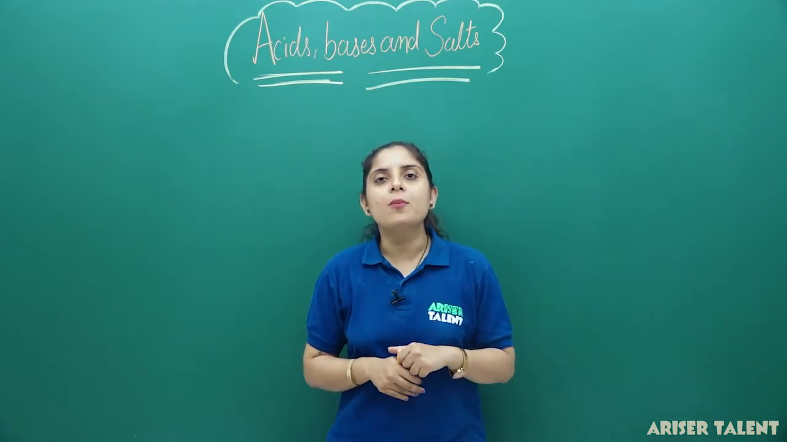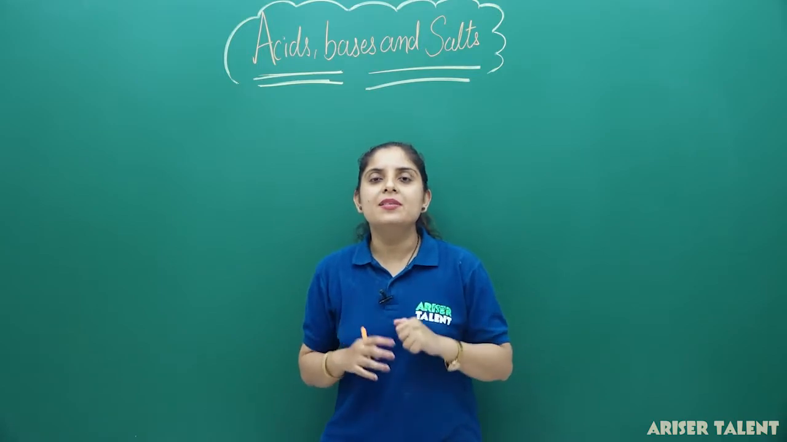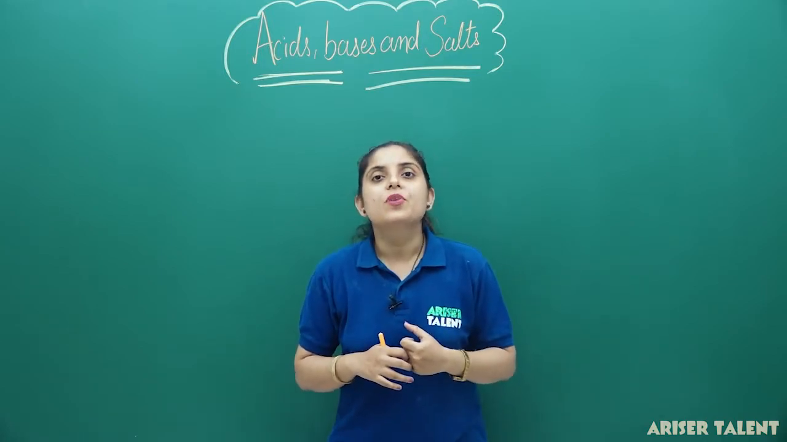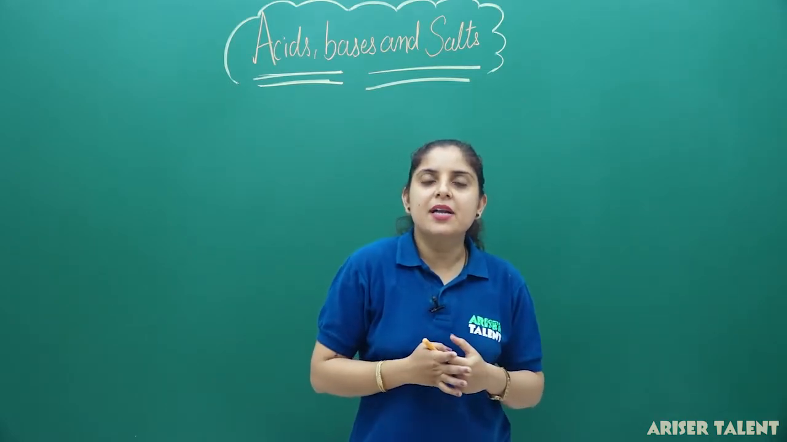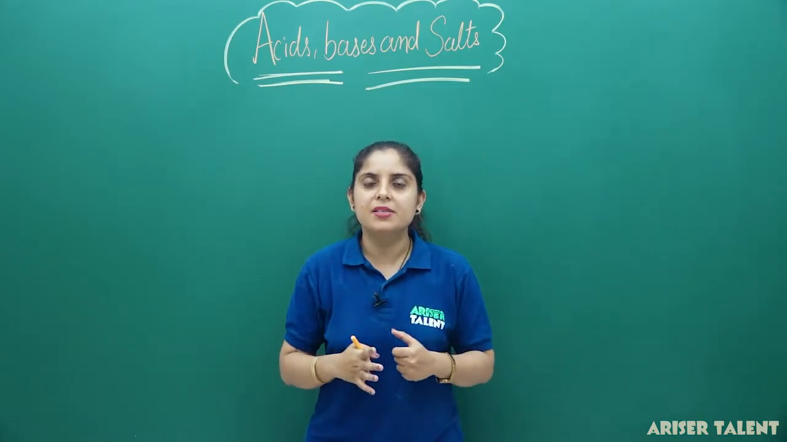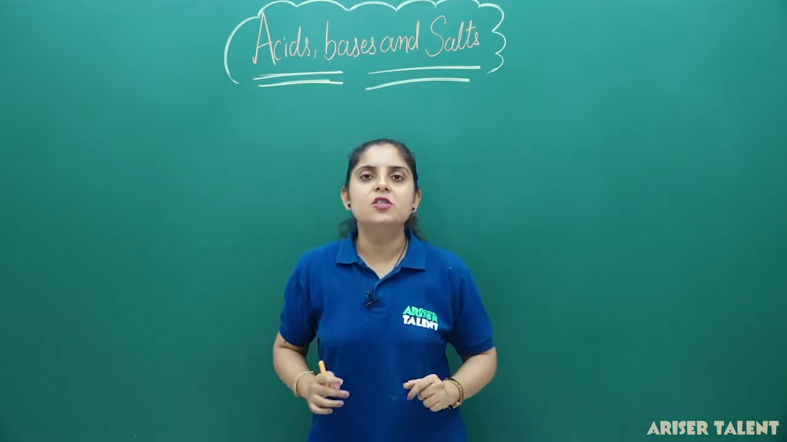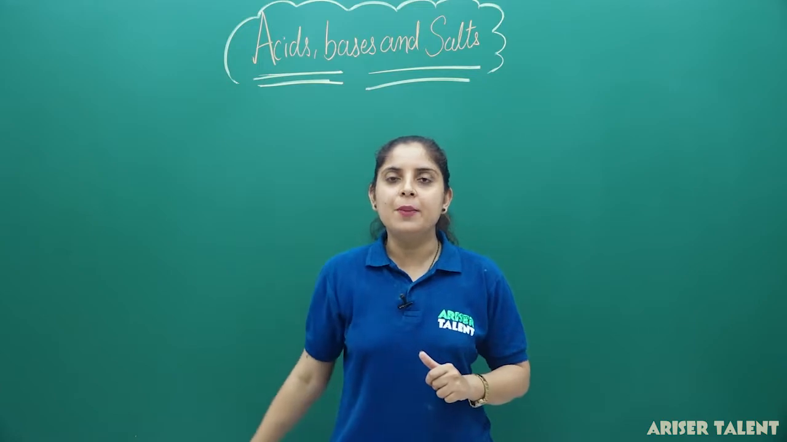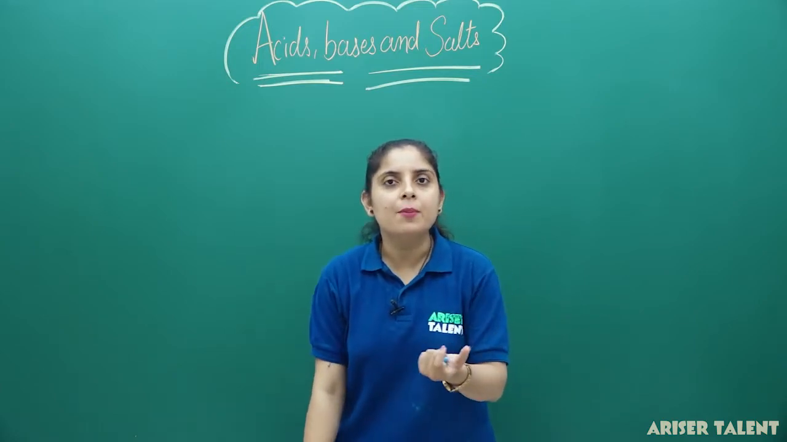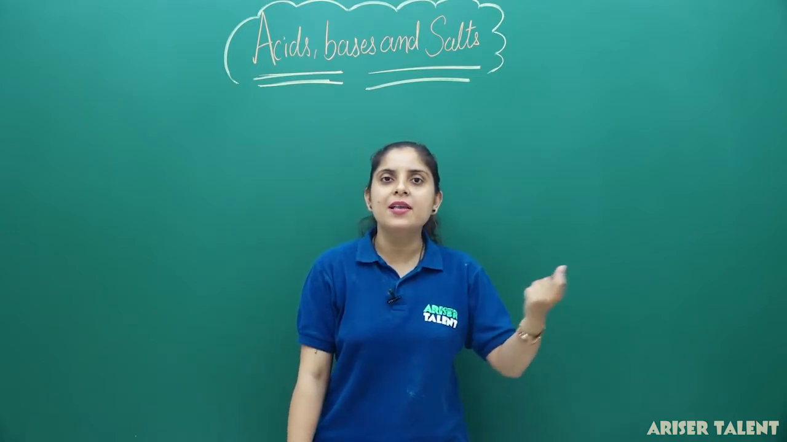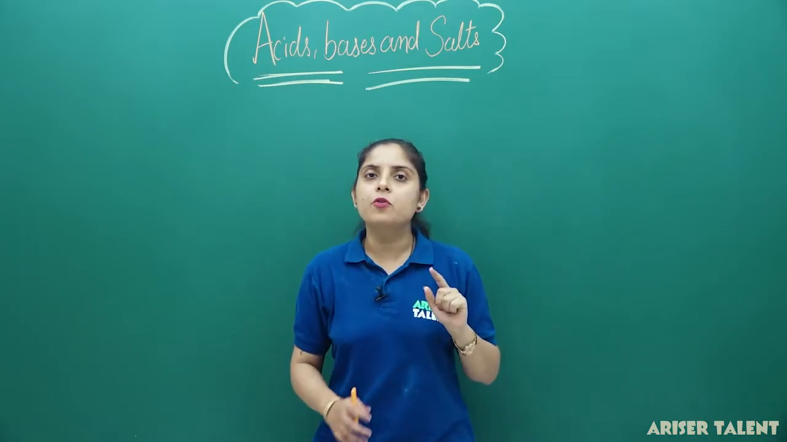If I talk about the bases, there are so many bases in nature which have an OH group attached to them. So ammonium hydroxide, calcium hydroxide, we have seen that these all are bases. If we talk about salt, acid and base on combination give you a particular type of salt. Suppose I am talking about the common salt, this common salt is formed by the combination of acid and base. So this will be the formula for the salt.